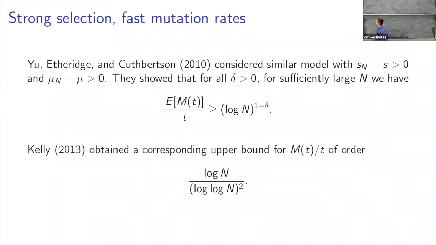Now, another case that one can consider is the case where we have strong selection and very fast mutation rates. You, Etheridge, and Cuthbertson considered the case where both the selection parameter s_n and the mutation rate mu_n are fixed positive constants that do not go to 0. They showed that if m of t, as before, denotes the average number of mutations of the n individuals at time t, then the expected value of m of t divided by t is larger than the log of n raised to the power 1 minus delta. So in particular, the rate at which mutations are being acquired in the population is tending to infinity as n tends to infinity. And a bit later, Michael Kelly obtained a corresponding upper bound for the speed of evolution of the order log n over log log n squared.